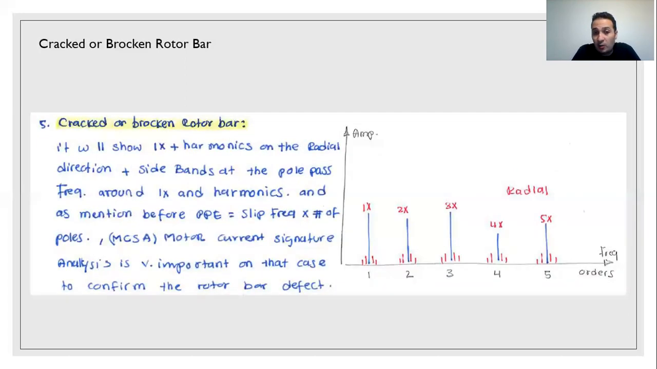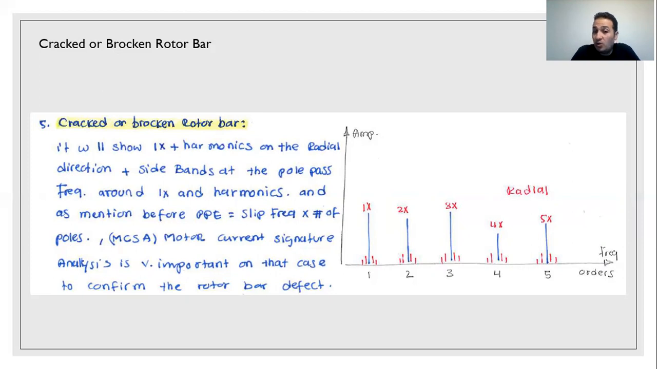Also, the cracked or broken rotor bar. You will see the running speed with harmonics in the radial direction, plus sidebands at the pole pass frequency, which is the slip frequency multiplied by the number of poles.